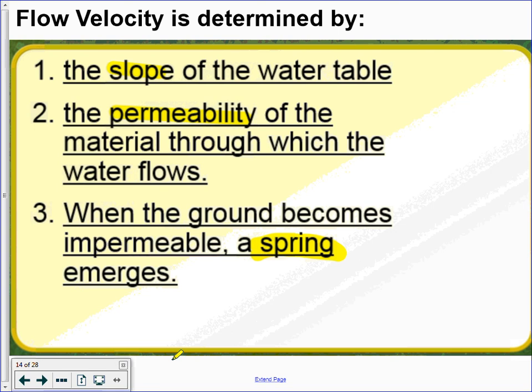The slope of the water table can change as water flows. The permeability of the material will affect the ability for the water to flow. And obviously, when natural springs emerge, that's because the ground's saturated and the water has nowhere to go. And so springs are actually water coming up from groundwater, which is kind of cool to think about. It's like the earth is bursting with water. Natural springs come from the ground.